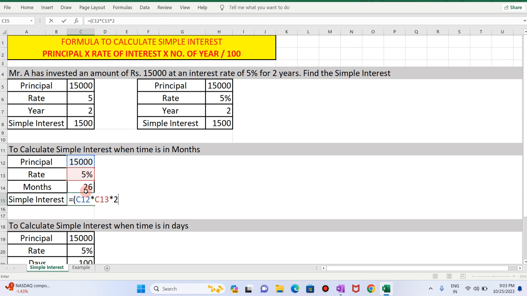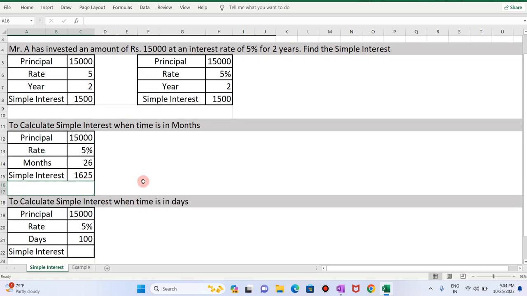26 months. Okay. Now as this rate of interest is per annum, that is for a year, and in 1 year there are 12 months, so divide by 12, close the bracket, press enter. So for 26 months, the simple interest is 1,625 rupees. Okay, so this is the calculation for simple interest when the duration of that investment amount is given in months.